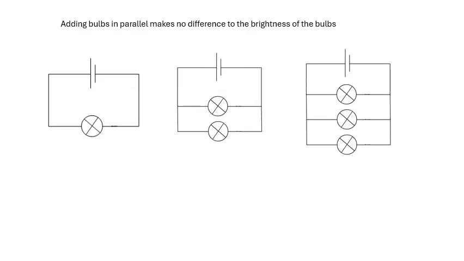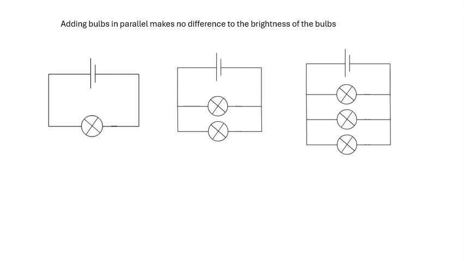Adding bulbs in parallel. Now what happens here is that the bulbs don't get dimmer. The two bulbs in parallel are the same brightness as the one on its own. The 3 bulbs in parallel are the same brightness as one on its own. Now why? Because each one gets the same amount of current as before. The difference that it makes is that there's much more current coming from the power supply.